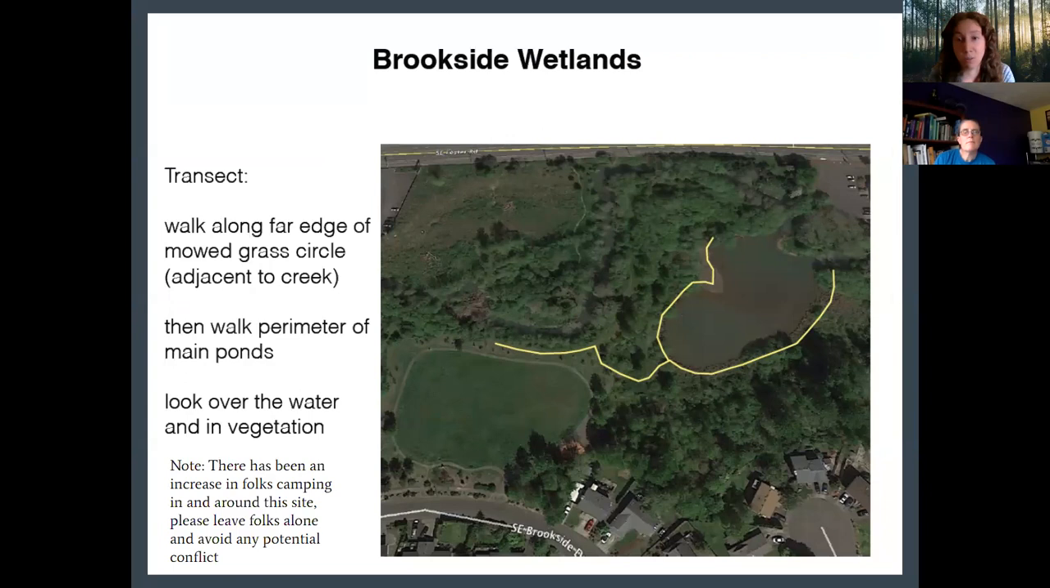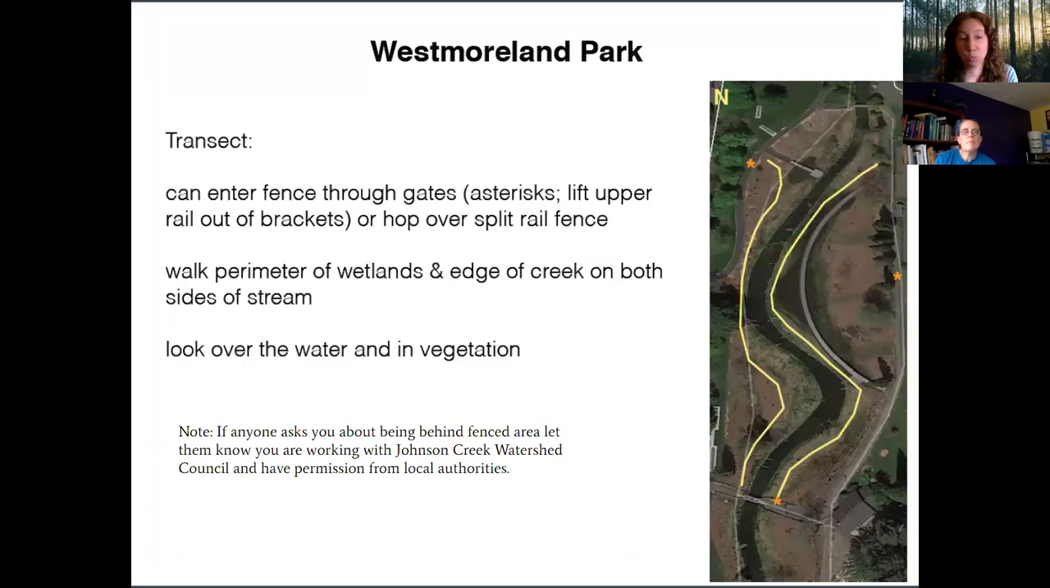Westmoreland Park is in the public eye as well. Most of the time, people might just ask you what you're doing and be intrigued. If someone does say, hey, what are you doing near the water area behind the fence? You can let them know, I work with the Johnson Creek Watershed Council. They've connected with local authorities. I'm allowed to be here. If anyone gives you a problem, you can have them contact us. Or if there's ever a conflict at all, just leave. De-escalate, leave. This is very unlikely. Most of the time, people just want to say hi and ask what you're doing.